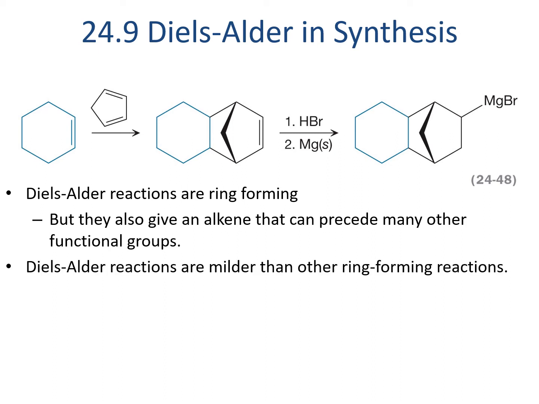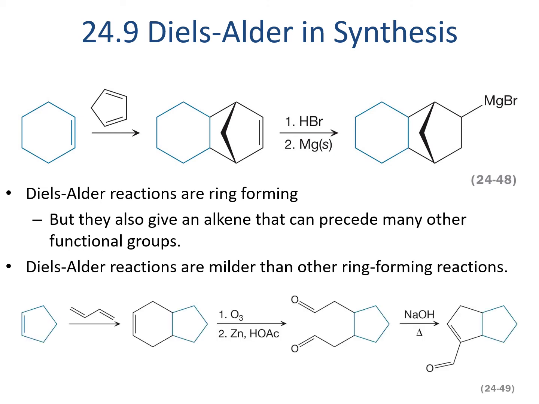Here's an example of a Diels-Alder reaction that uses a resulting alkene to cleave and form aldehydes that can then go through an aldol condensation to form an entirely new ring.